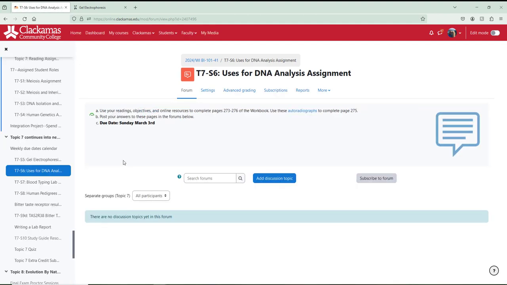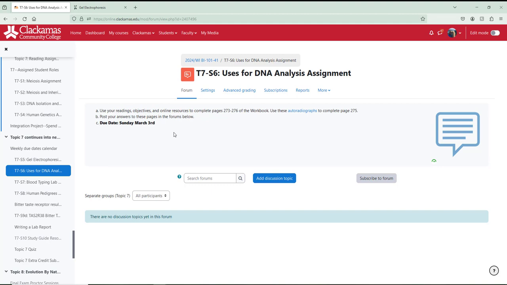The next one is we're going to look at uses for DNA analysis. How do we use gel electrophoresis besides determining if you have a bitter taste gene or not? A lot of it is used for DNA analysis. Specifically, the examples we are going to work through this week are how we can use it for paternity cases, so who's the daddy, and also for crimes, for forensic cases. We'll look at both of these.